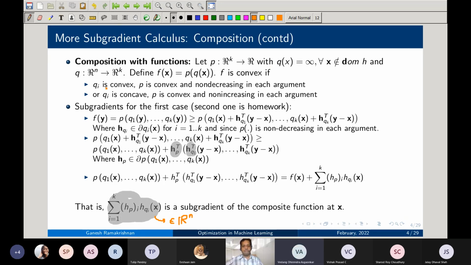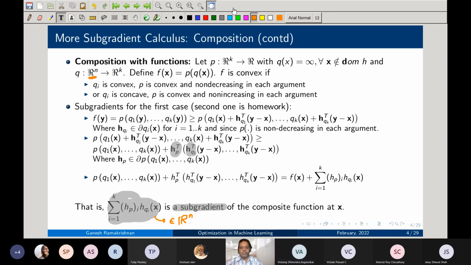Sir, if P or any of the Q's are not differentiable, do we also need to take the convex hull of this set, because this would be a set in that case, right? Each possible subgradient of each of the functions. So first note that this is just a subgradient. For every possible h_q_i and h_p, you will basically have to consider this sum. That will give you a convex hull. So this is going to be a closed convex set. This is only a subgradient.